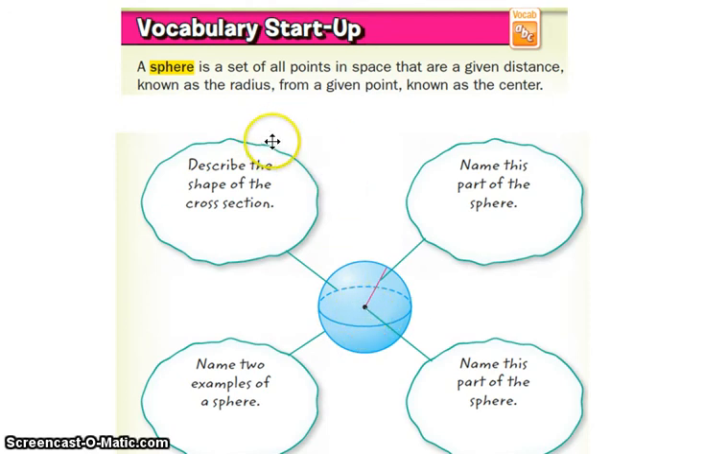Okay, so describe the shape of the cross section. This was just like our inquiry lab. If we slice this in half, what would that cross section look like? It would be a circle. Name this part of the sphere. This is the radius. Name this part of the sphere. What is in the very middle? What is that point called? That's the center. And then name two examples of a sphere. You can write your own examples, and we did this in the inquiry lab. A ball, an orange, the earth. Those are all examples of spheres.